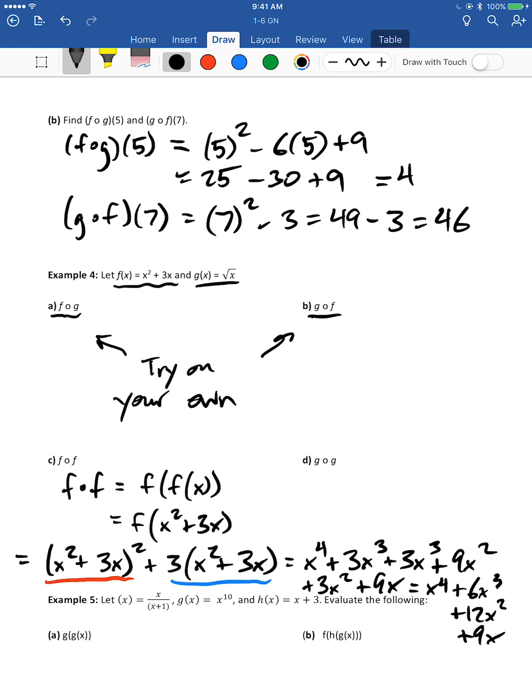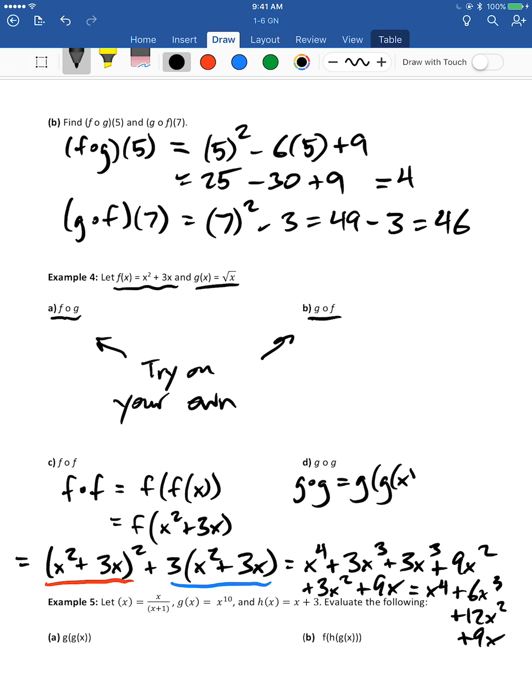Hopefully I didn't lose you again. Please, if you have a question about any of this, make sure to write it down. Letter D is much easier. We have g of g, which is defined as g of x. And g of x is the square root of x. So we have the square root of the square root of x. Yes, we can have a square root of a square root. It's crazy, but it's totally possible, and I love it.